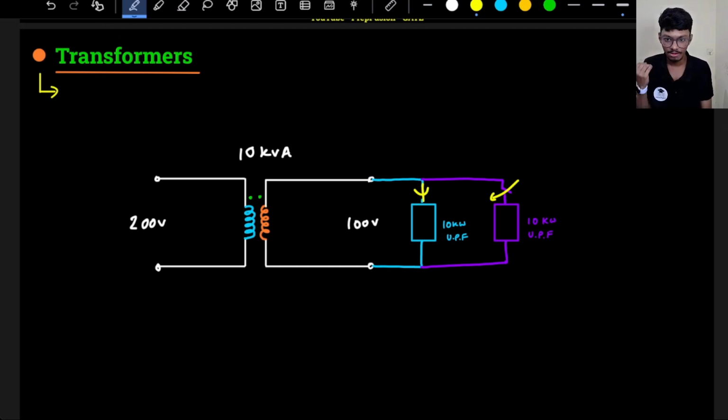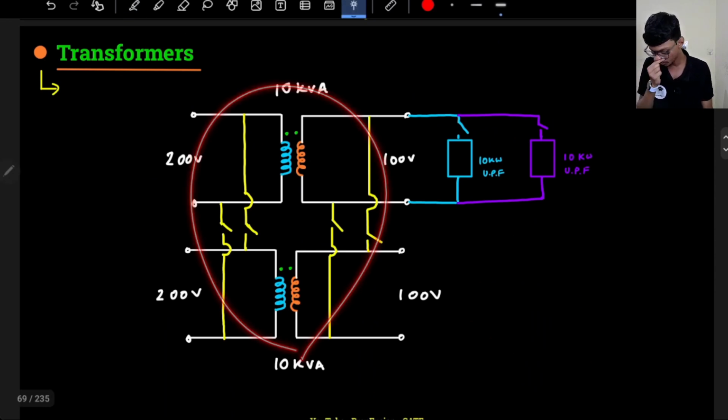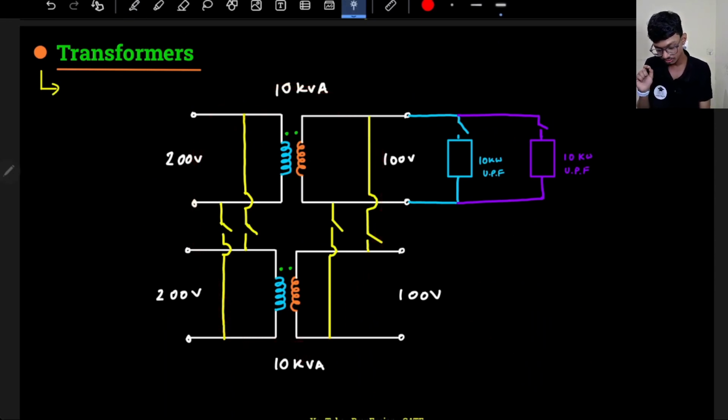To use it, we have to increase the capacity of the supply. How can I increase my capacity of the supply? We can connect two transformers in parallel. So that is what we are doing. This first transformer has a kVA rating of 10 kVA. The second one has the same kVA rating of 10 kVA. Overall kVA rating of the whole system will now become 20 kVA. So now I will be able to service 20 kVA of load. This is the main purpose basically.